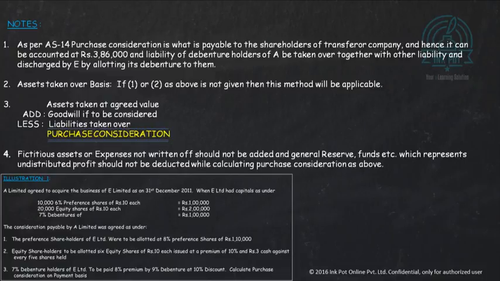After that, if you are talking about fictitious assets or expenses, since fictitious assets are always the writing off of assets, therefore it should not be added, and general reserve funds etc., which represents undistributed profit, should not be deducted while calculating the purchase consideration above.